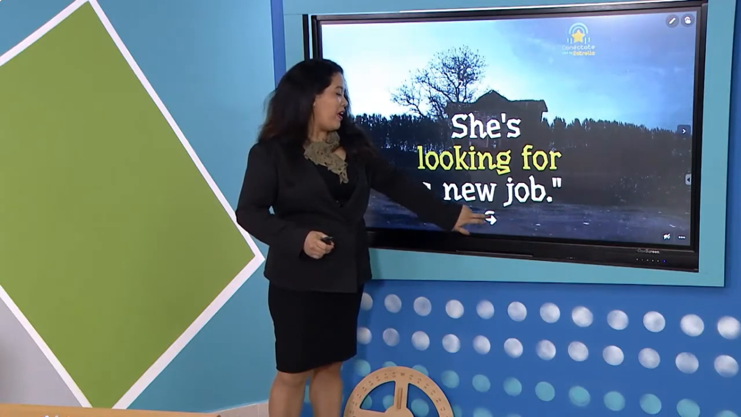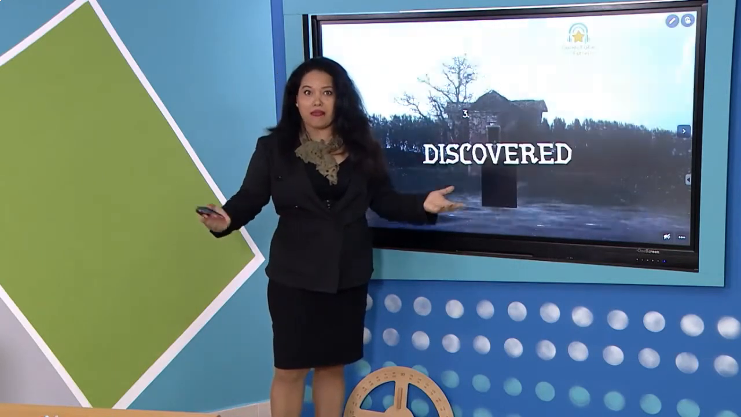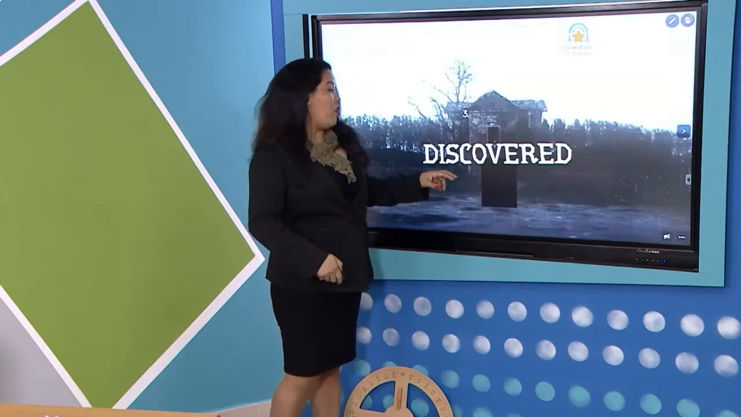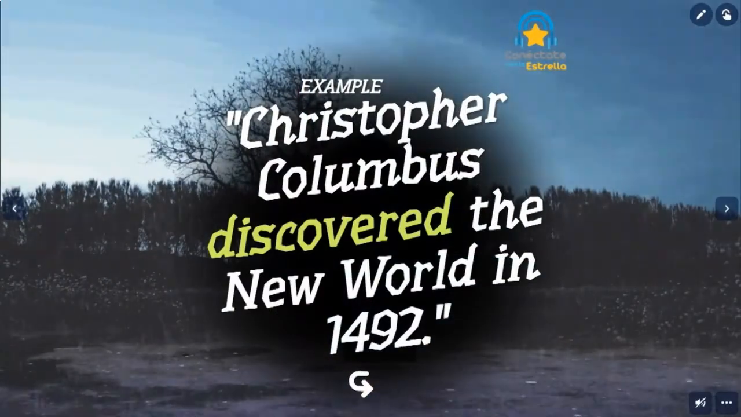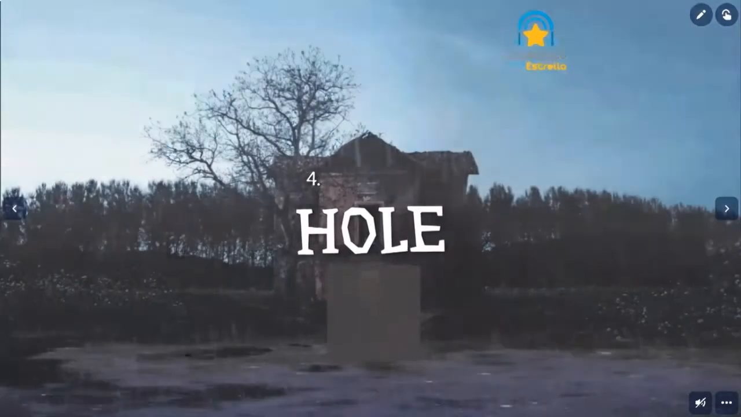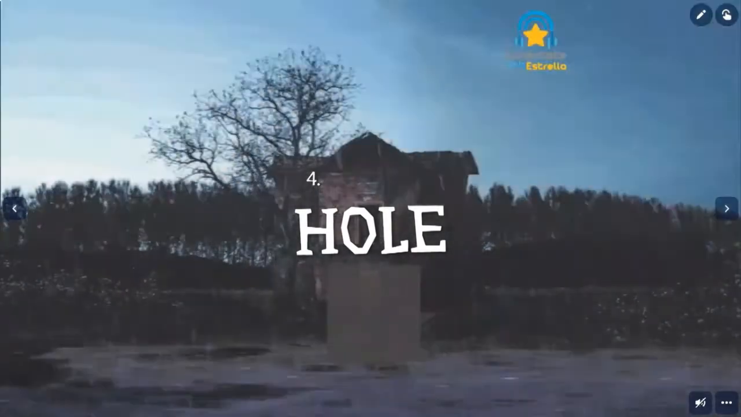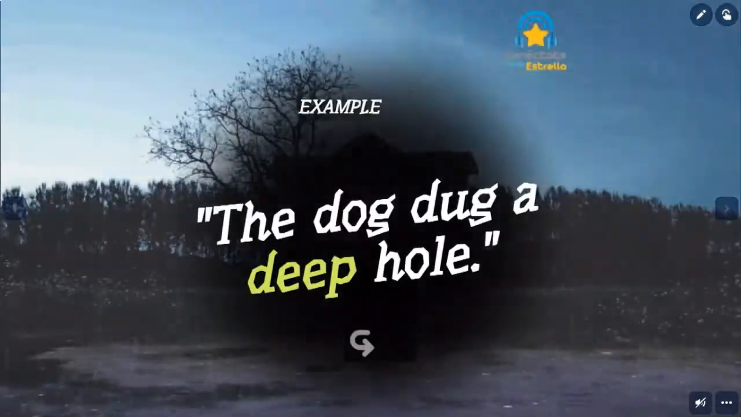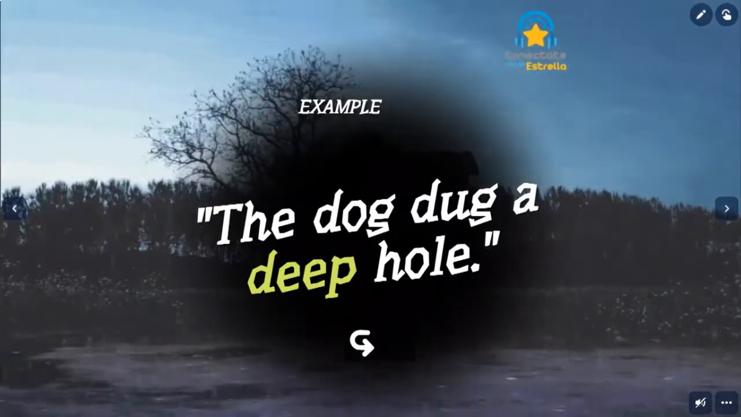The next word is discovered. That is to see something for the first time. Become aware of something for the first time. Look at the example. Christopher Columbus discovered the New World in 1492. The next word is hole. Hole is a hollow place in the ground. Look at the example. The dog dug a deep hole.